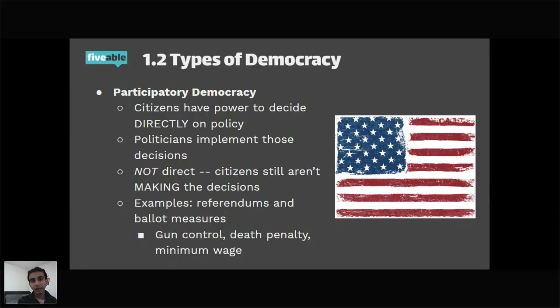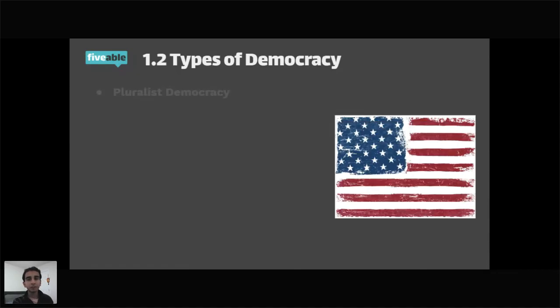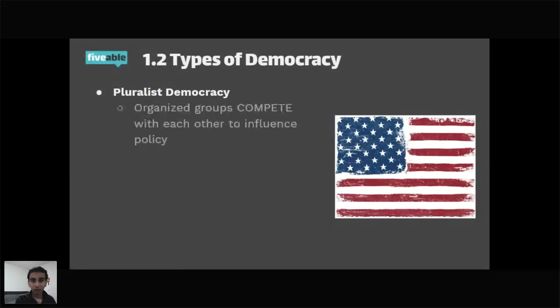Okay, so the next type of democracy is a pluralist democracy. So hopefully this was a term that you learned. Plural, like a plural word is something with an S at the end, or it's multiple. A pluralist democracy is when there's multiple groups involved. Okay, so organized groups compete with each other to influence policy. What is an example you can think of an organized group that competes to influence policy in the United States government or the United States political system?